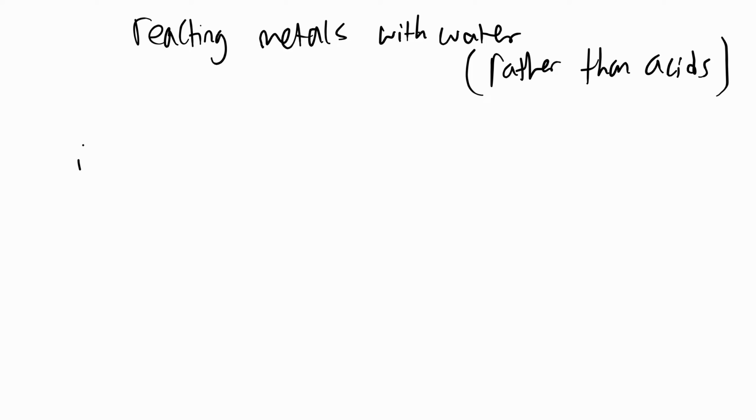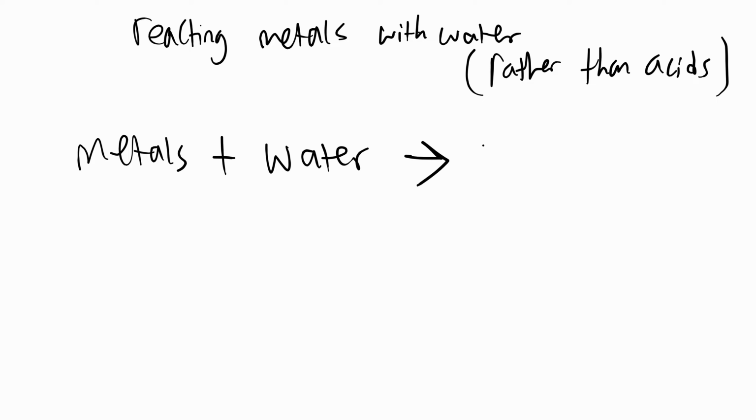we're going to have metals plus water, right? Because it's reacting with water rather than the hydrochloric acid from before. What would it produce? It produces a metal hydroxide. But the constant between both the acid and the water is they both produce hydrogen gas. Alright?